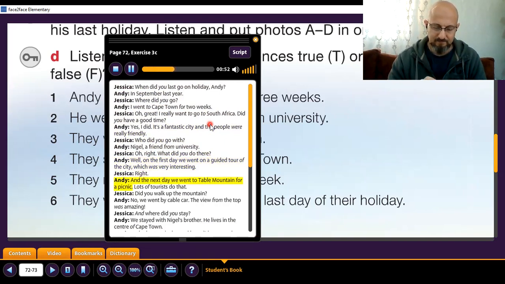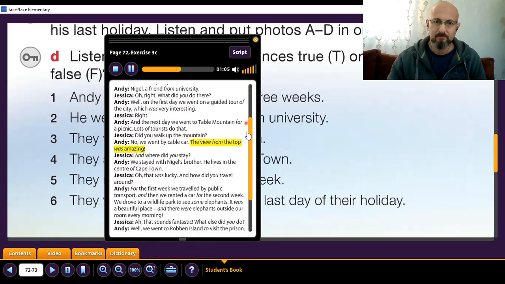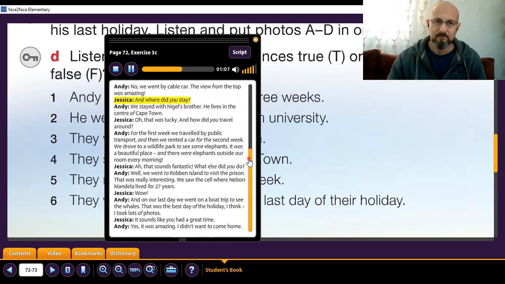Right. And the next day, we went to Table Mountain for a picnic. Lots of tourists do that. Did you walk up the mountain? No, we went by cable car. The view from the top was amazing. And where did you stay? We stayed with Nigel's brother. He lives in the centre of Cape Town. Oh, that was lucky. And how did you travel around?